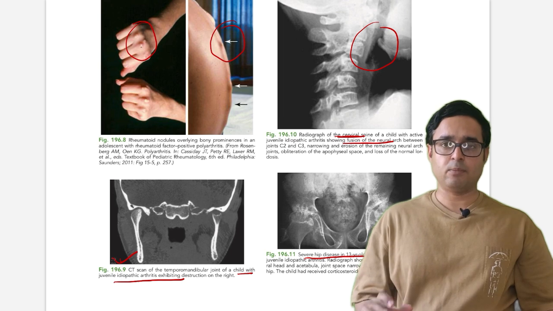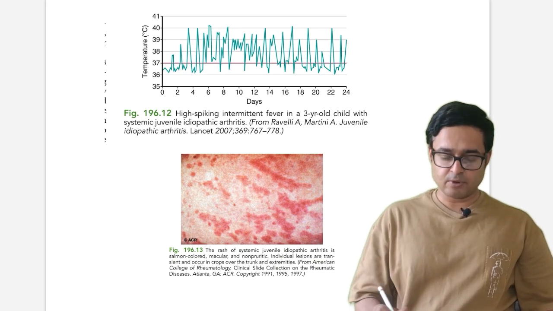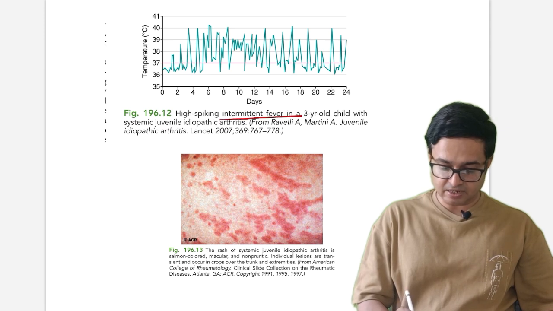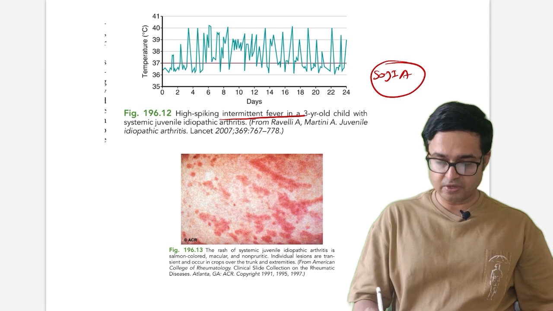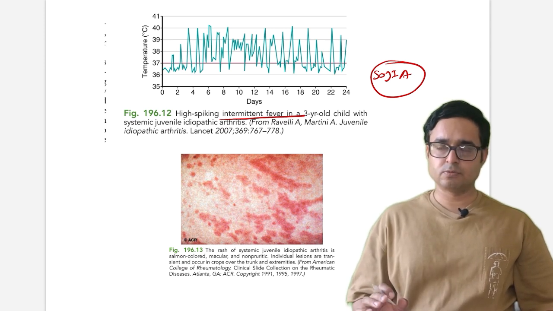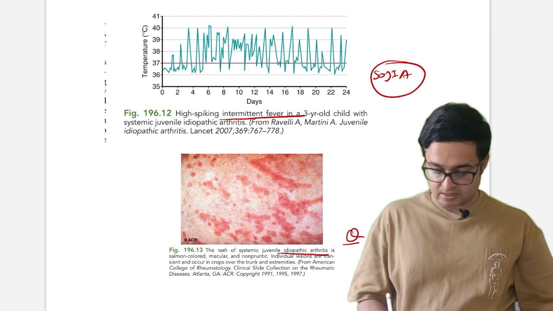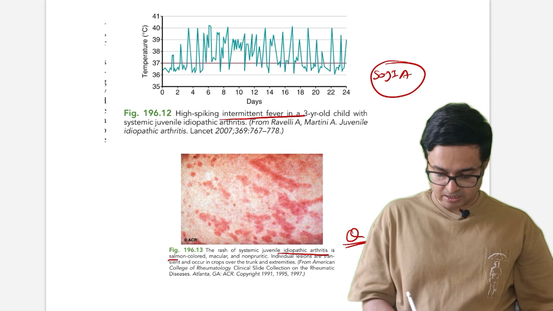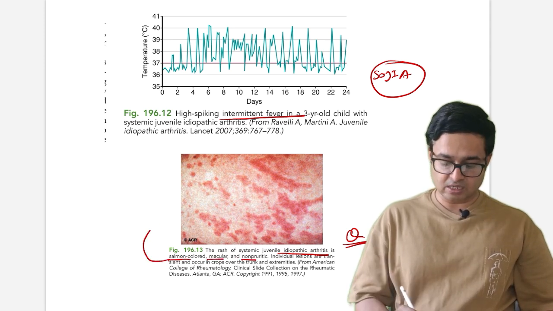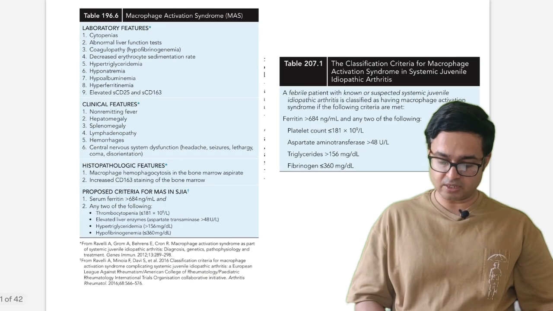So these are important images. Just go through them. What we're talking about is high spiking intermittent fever in systemic JIA. This is called quotidian fever. At least 3 days should be there. Okay, a rash of systemic juvenile idiopathic arthritis. Repeat question. The description is very important. These are salmon colored, macular, non-pruritic rashes. So this description is important and this image is also important. Just go through it once.